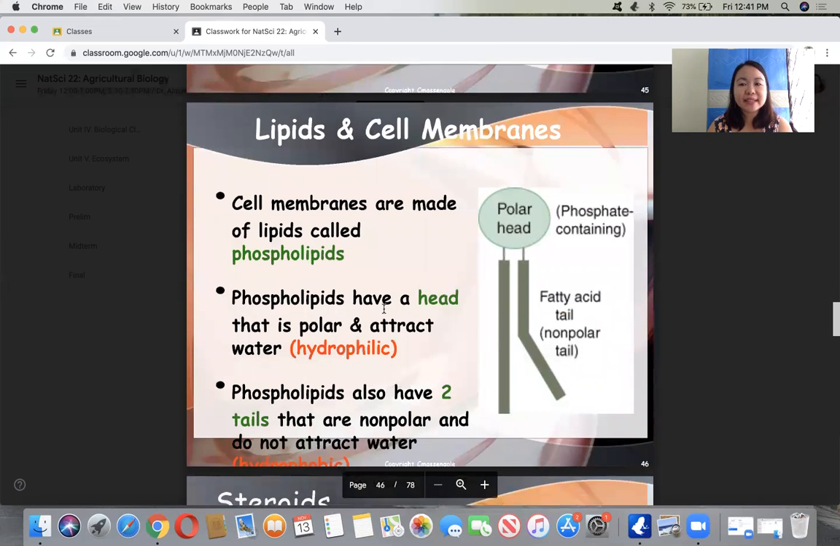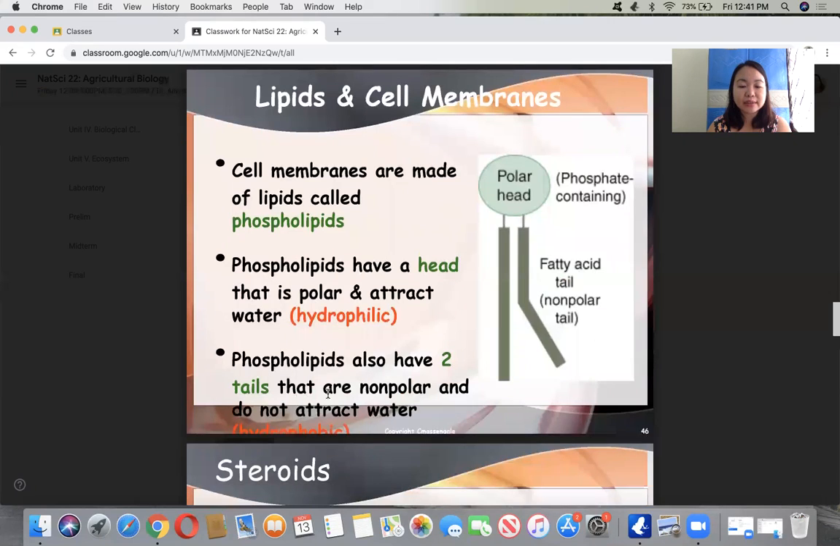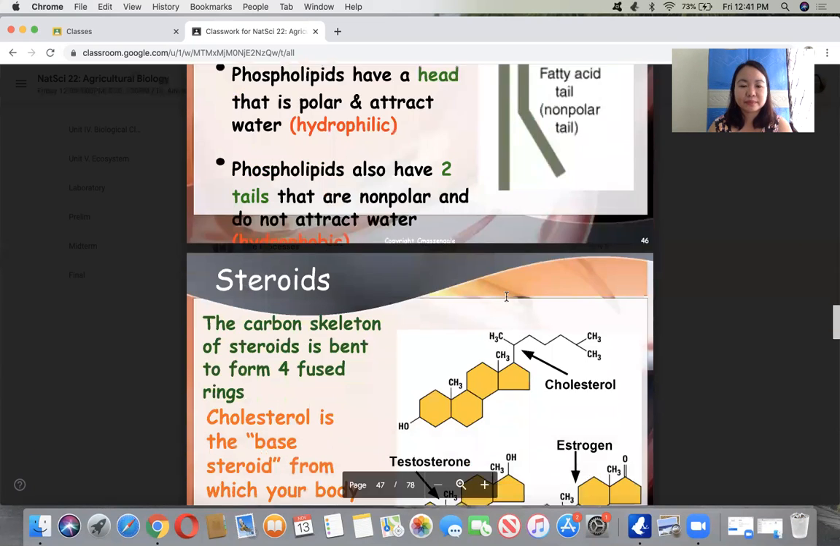So, lipids and cell membranes. Cell membranes are made up of lipids called phospholipids. Phospholipids have a head that is polar and attracts water, or hydrophilic. And phospholipids also have two tails that are nonpolar and do not attract water, or hydrophobic. So this is the polar, phosphate-containing head, and the fatty acid tail, which is the nonpolar tail.